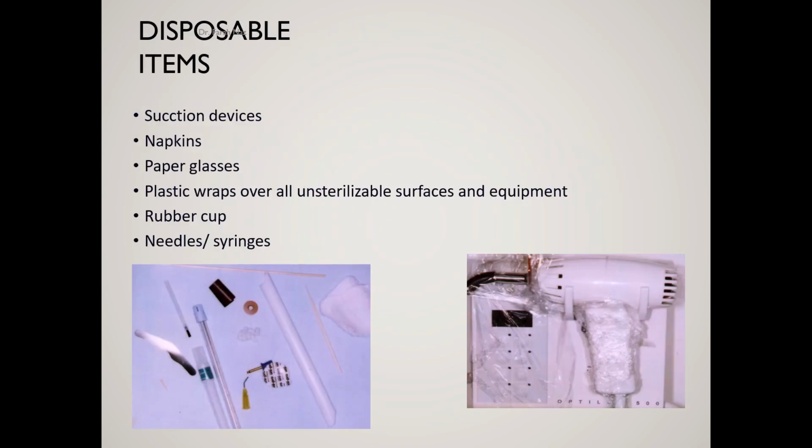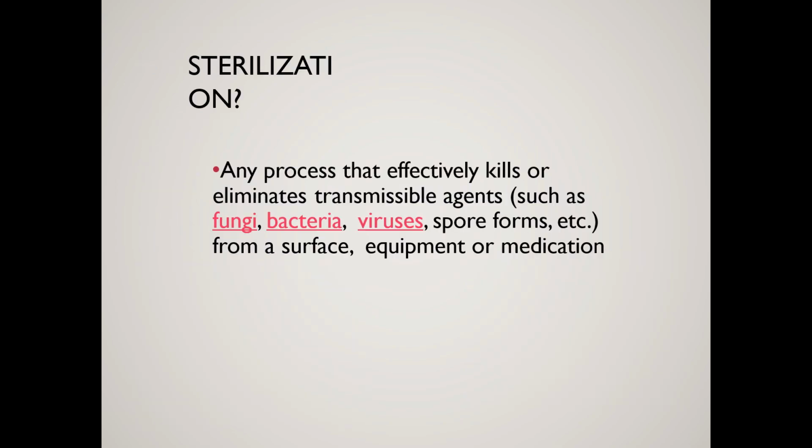What are the disposable items found in the OPD or in a dental practice? These are the suction devices, napkins, paper glasses, plastic wraps, all unsterilizable surfaces and equipment, rubber caps, needles, and syringes. These are all the disposable items that need to be discarded right after their use.